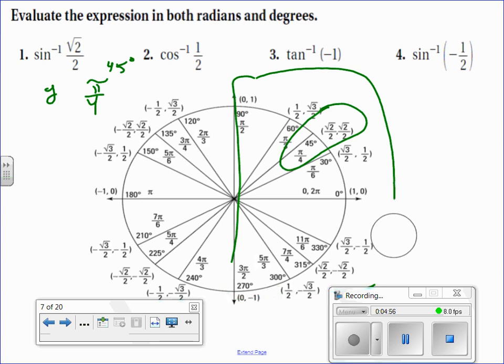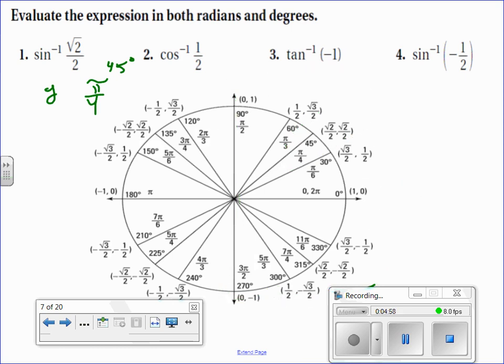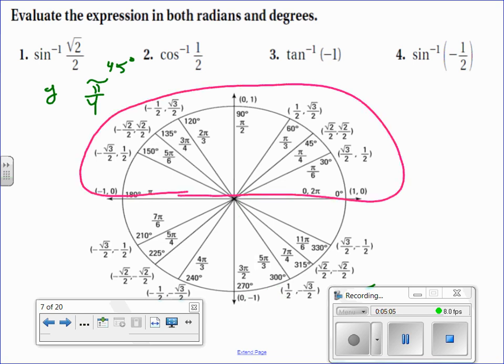Let's try number 2. What quadrants do we search in for cosine? 1 and 2. We're looking for a cosine value, in other words, an x value. That's 1/2. So yell out, found it. Found it. You did? Where's it at? That's obviously at 60 degrees. Right. 60 and pi over 3.